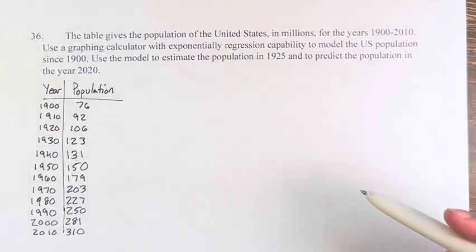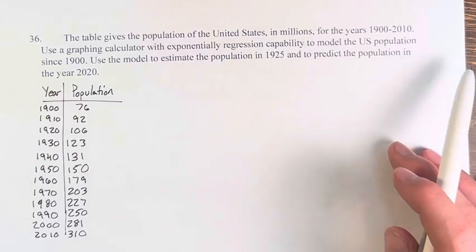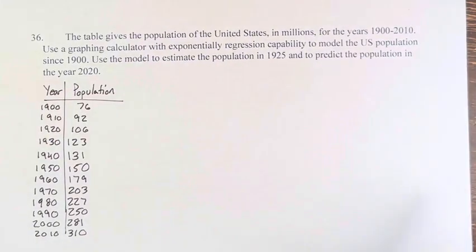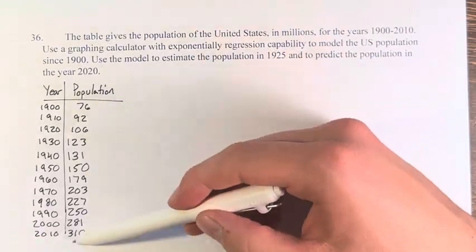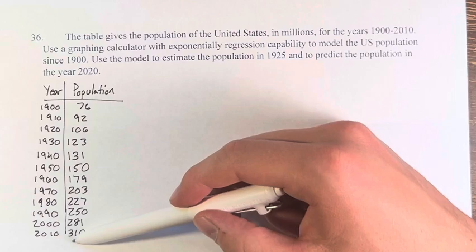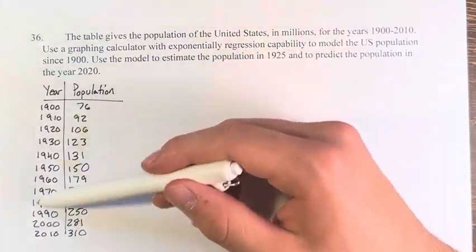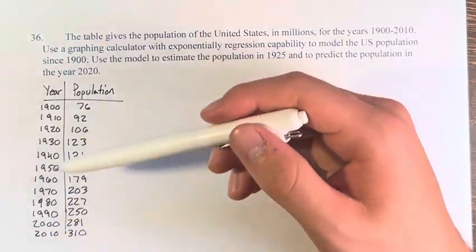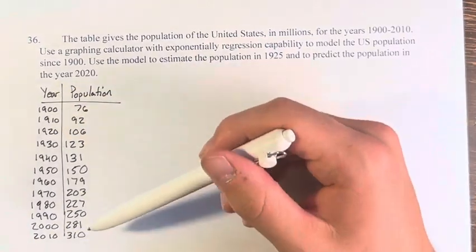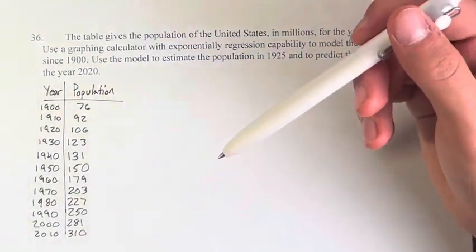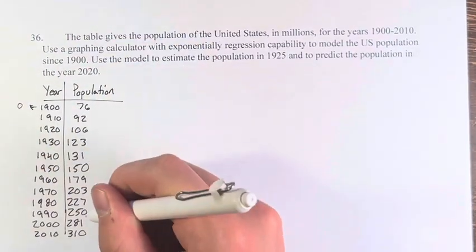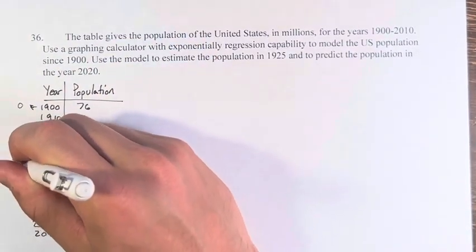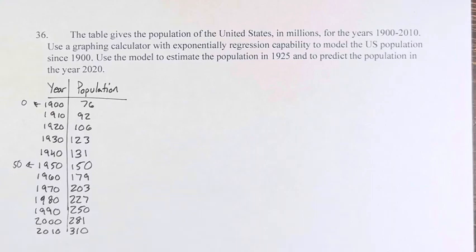So what we're going to do is take our exponential regression calculator, which I'm about to pull up in a second, and enter for the y variable the population in millions. And for the x value, we're going to input the year, but not just the year straight up, the year in terms of years since 1900. So for example, 1900 would be 0, right? 1950 would be 50, and so on for all of those points.